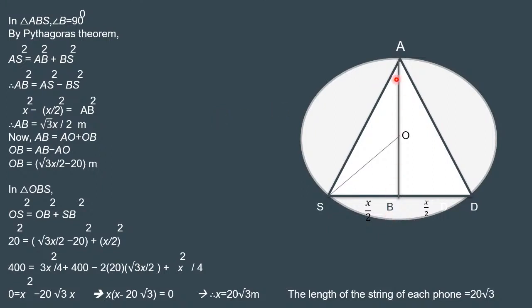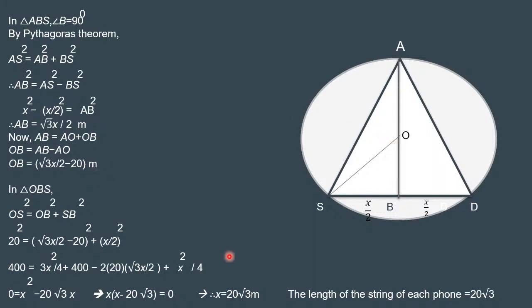Now AB is equal to AO plus OB. OB will be equal to AB minus OA. AB, we just now found out, is under root 3 x by 2 and OA will be the radius, which is 20. So OB is equal to under root 3 x by 2 minus 20 meters.